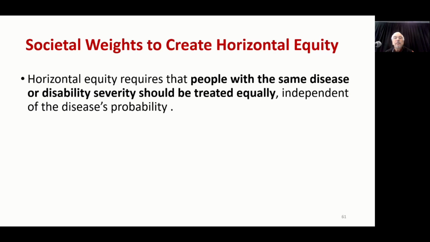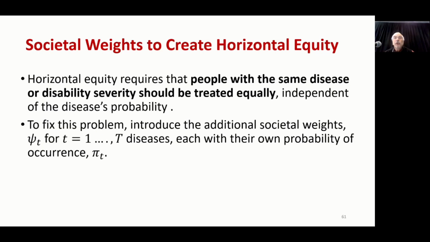So to fix that problem, and this is something I want you to carry home with you as you go about talking about the value of treating rare diseases to your colleagues and friends in your professional situation: horizontal equity requires that people with the same disease or disability should be treated equally, independent of disease probability. And so you go back to the social welfare function, and we're going to fix this flaw in it, or inconclusion of it, by introducing a societal weight.